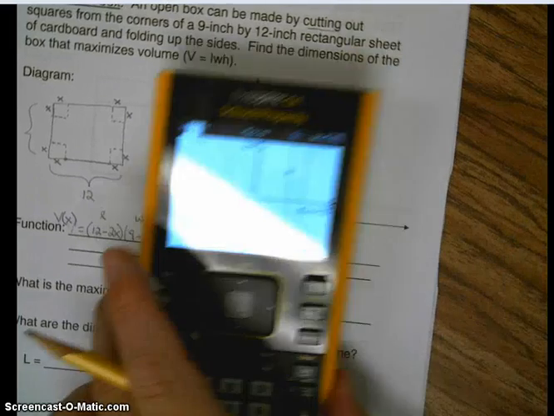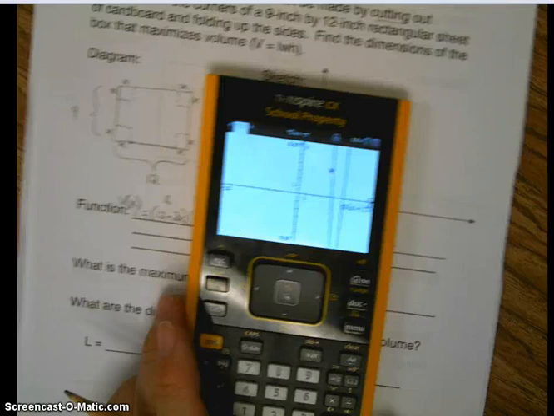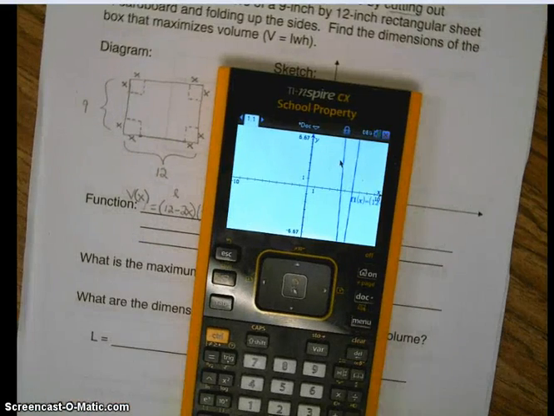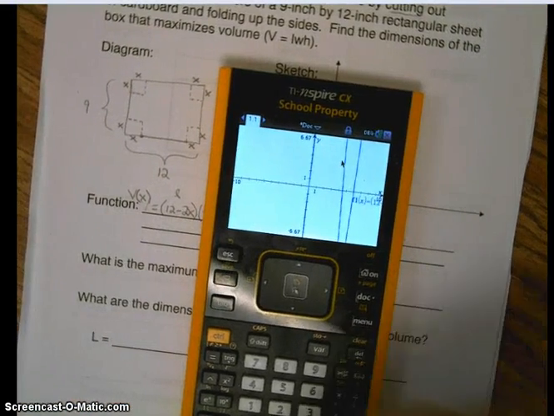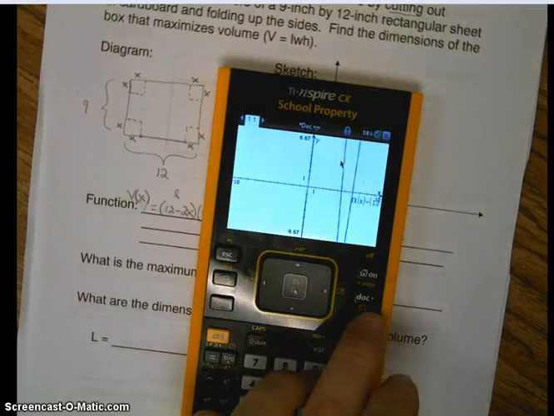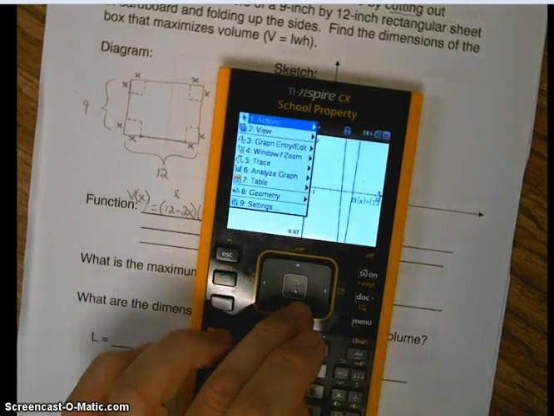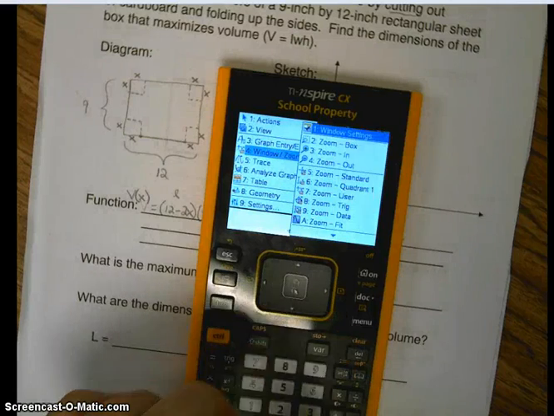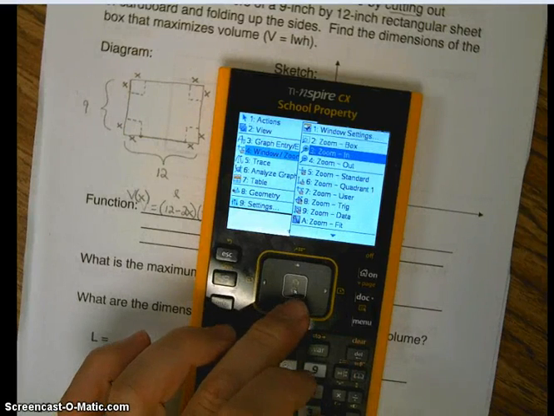So what we want to do next is zoom out, and I'm trying to remember how to do this. So let's try to go to Menu, Window, and I want to zoom out.